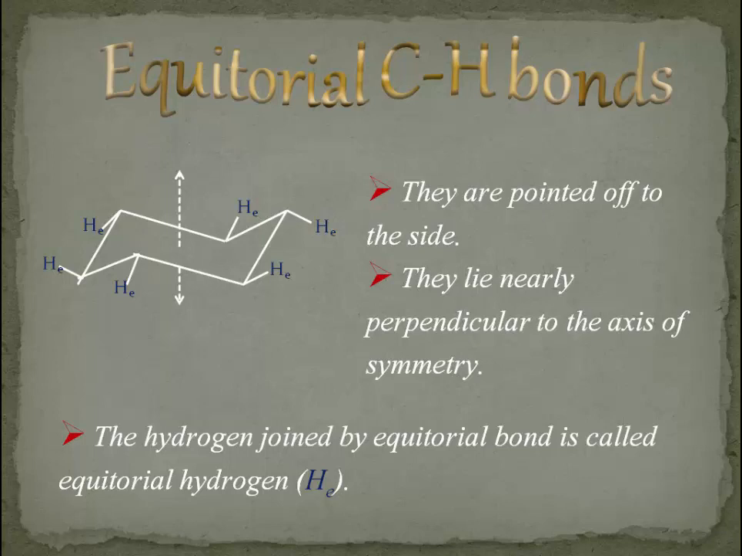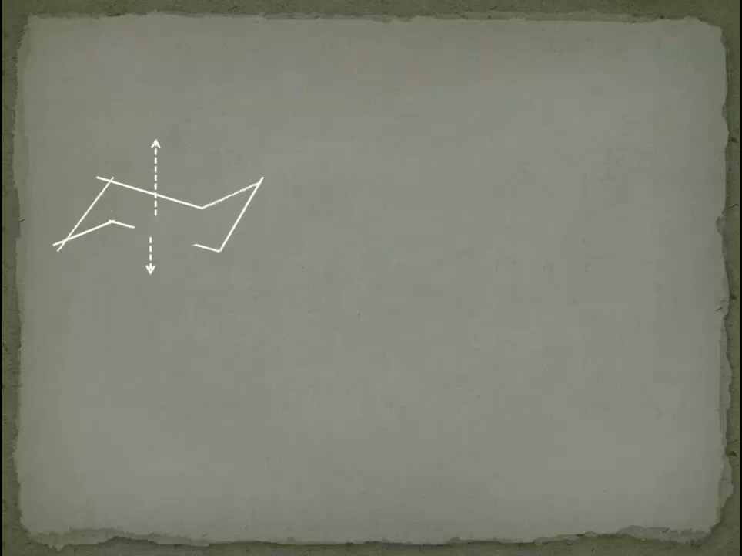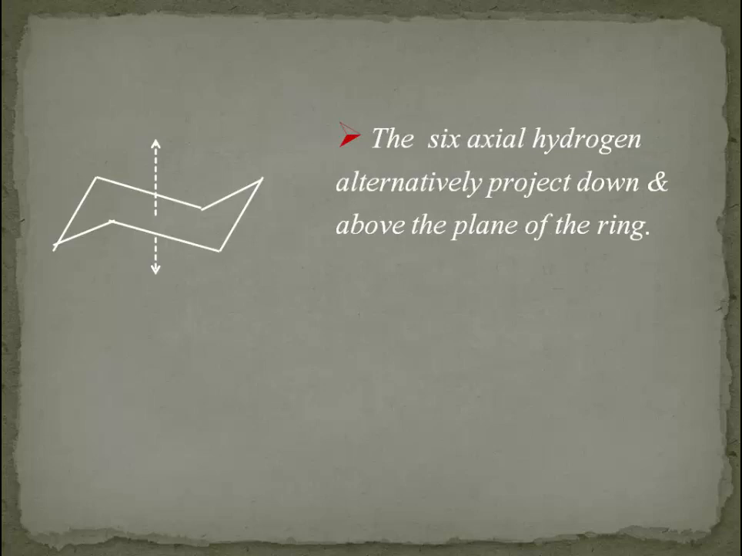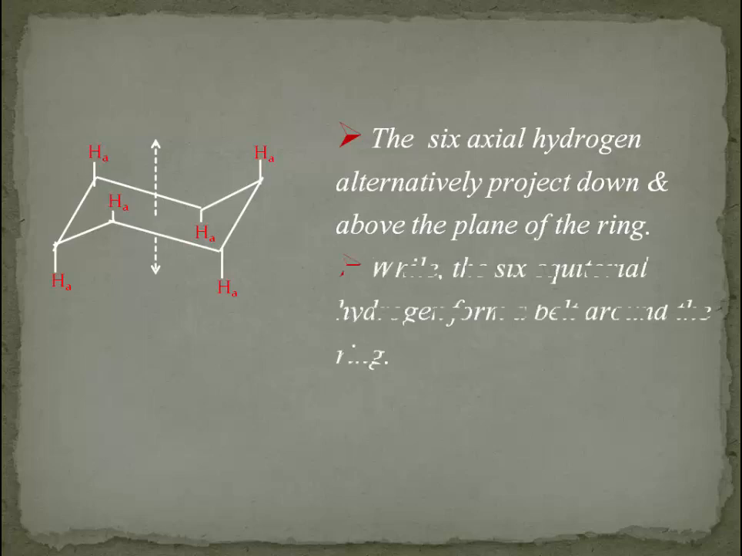Now friends, let us see the structure of chair conformation. The six axial hydrogens alternately project down and above the plane of the ring, while the six equatorial hydrogens form a belt around the ring.